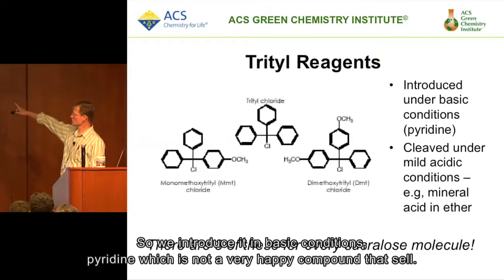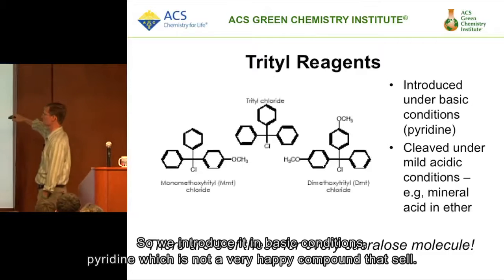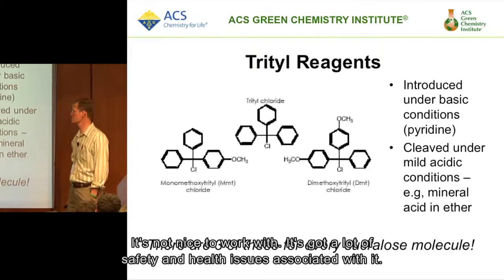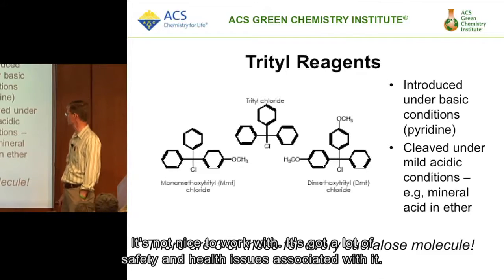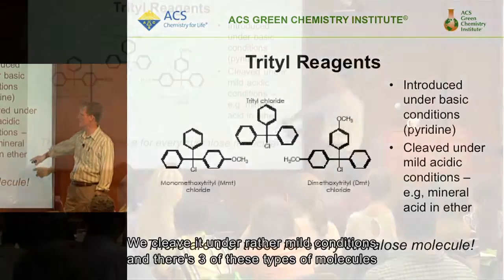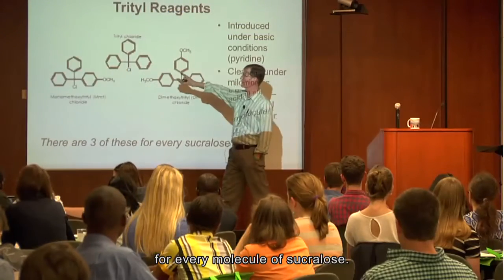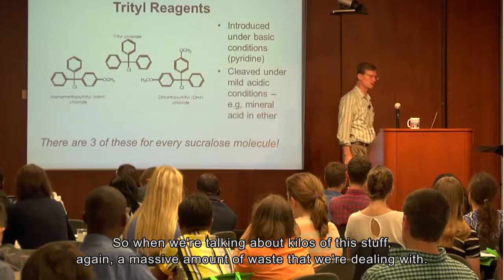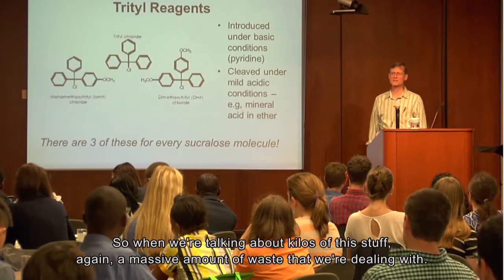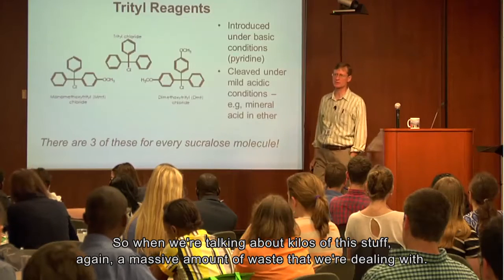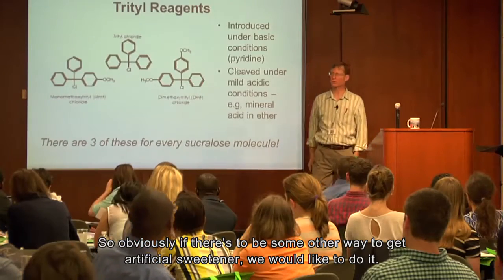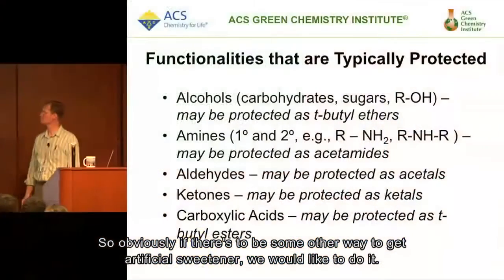So we introduce it in basic conditions, pyridine, which is not a very happy compound itself. It's not nice to work with. It's got a lot of safety and health issues associated with it. We cleave it under rather mild conditions. And there's 3 of these types of molecules for every molecule of sucralose. So when we're talking about kilos of this stuff, again, a massive amount of waste that we're dealing with. So obviously, if there could be some other way to get that artificial sweetener, we would like to do it.